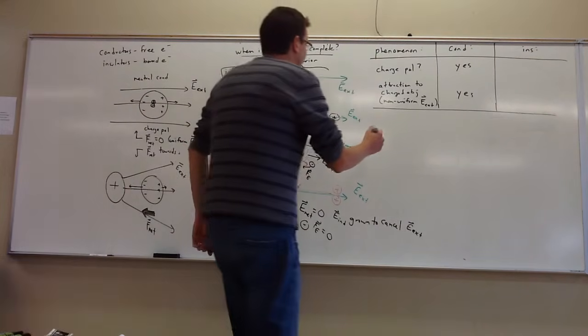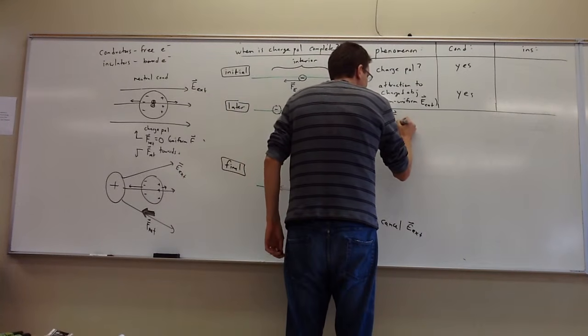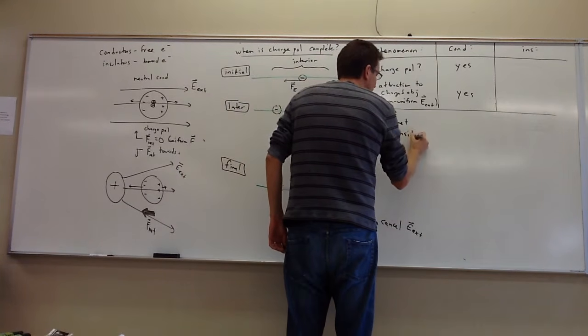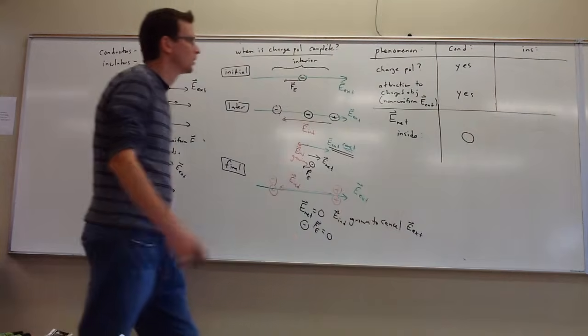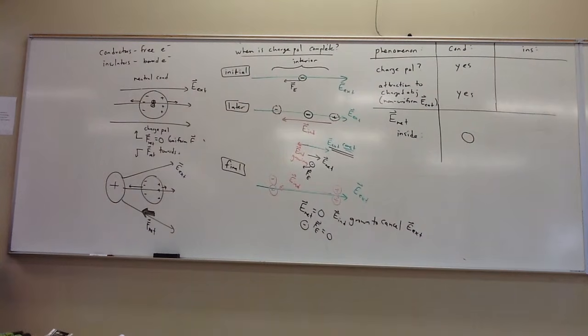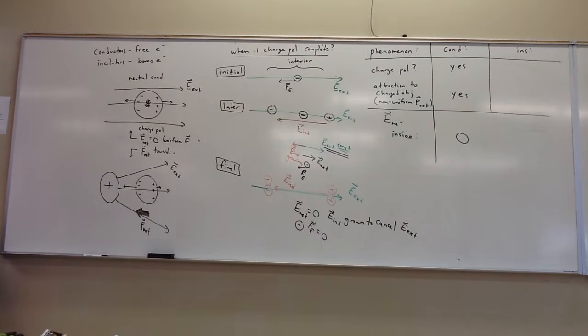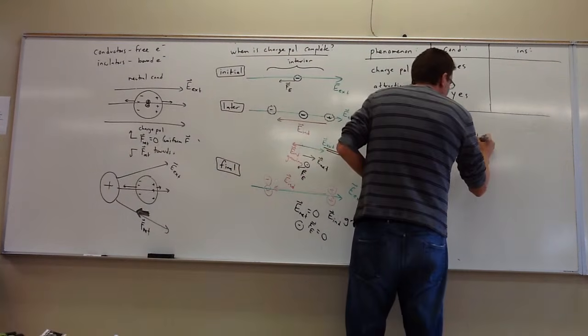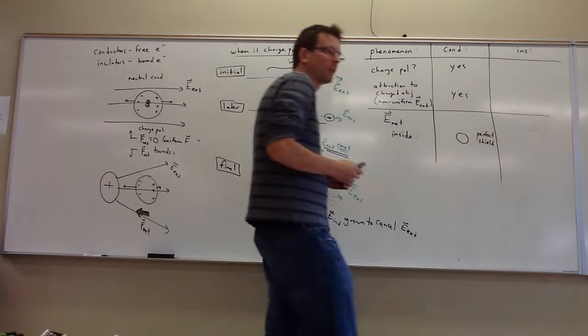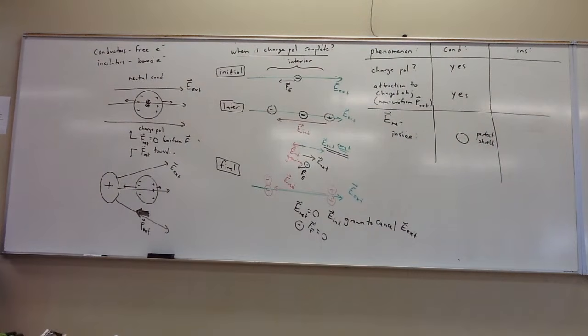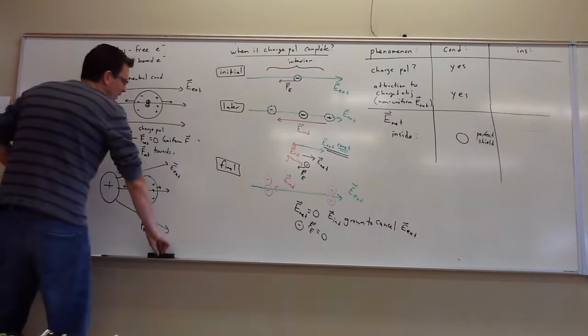So, let's add to our chart here, E net inside a conductor is actually 0. We give a name to this phenomenon. We call it shielding. We call it perfect shielding. Now let me give you a few particulars of the situation, and that'll really inform why they call it perfect shielding.